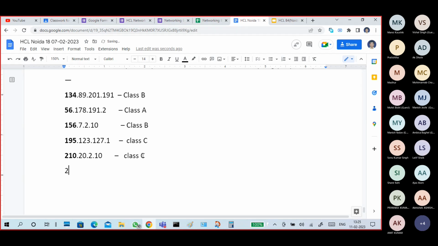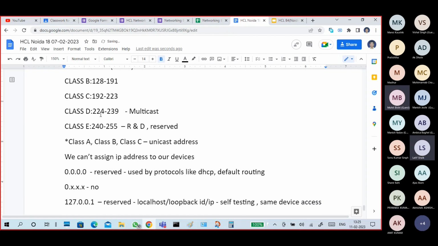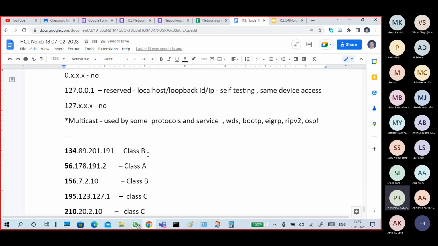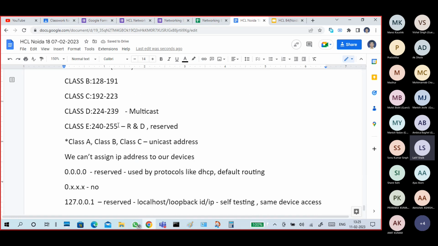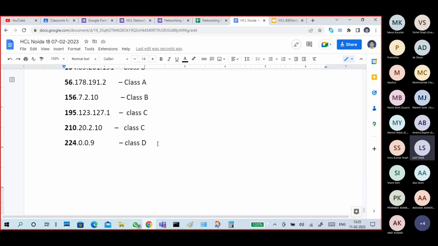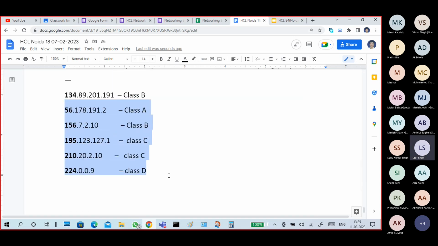Similarly, 24. Which class? Class D. Like this, we can recognize. If you take more than 240, like 242 or 255, it is class D. So I hope you got the point of how to recognize the class.